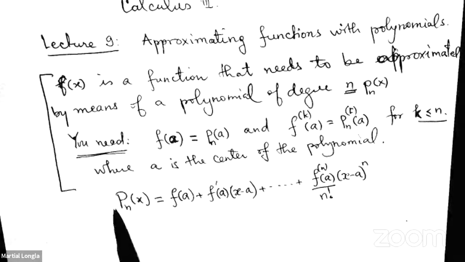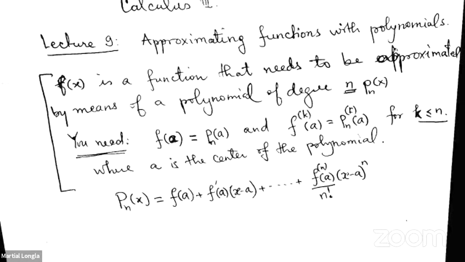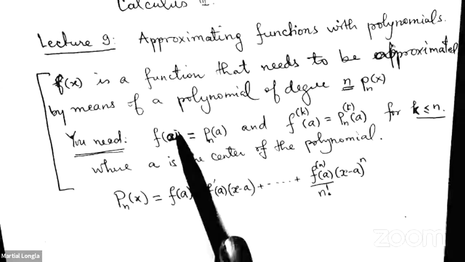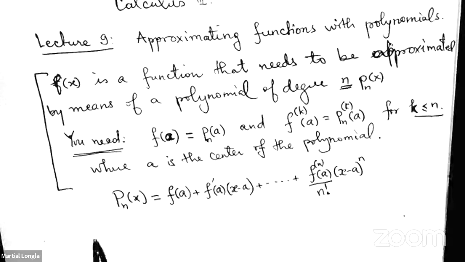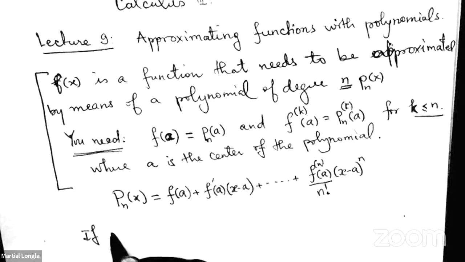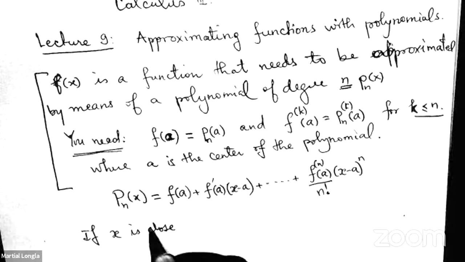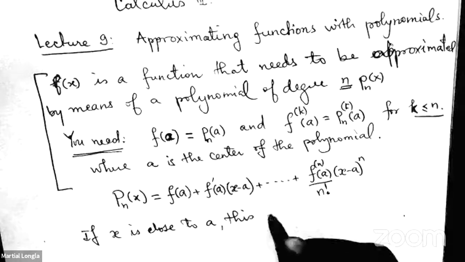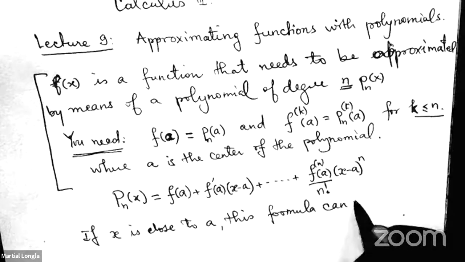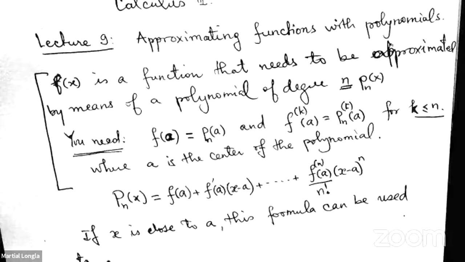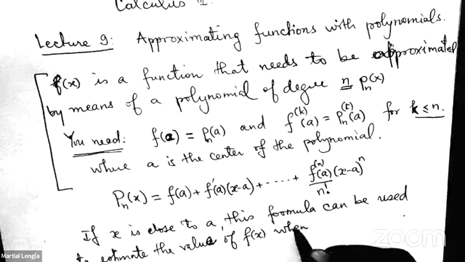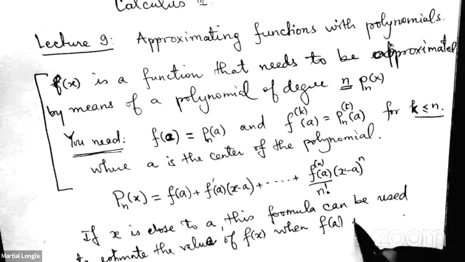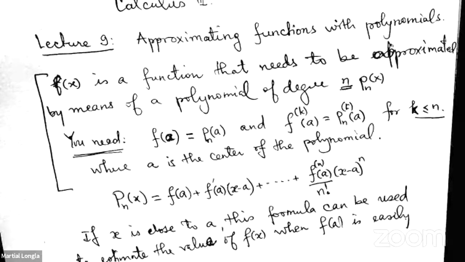So this is what the polynomial Pn is going to look like. And it's going to be used to estimate the value of a function around the point A. For instance, when A is something that you can find easily the value of f for, and you have a number x, if x is close to A, this formula can be used to estimate the value of f of x, when f of a is easily computable.